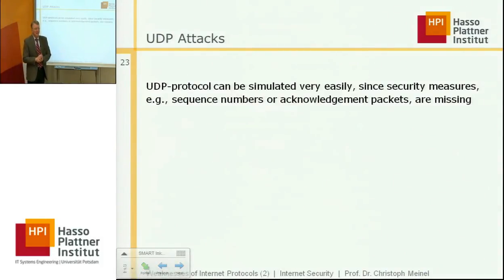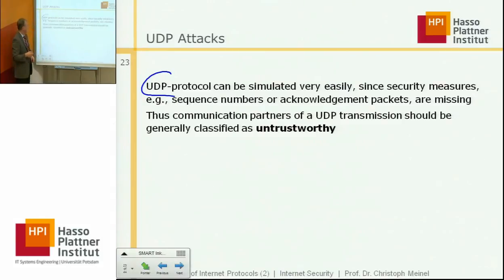Let's have a short look at the other protocol on the transmission control level, the UDP protocol. You remember the UDP protocol compared to the TCP protocol is really simple. It's only used for some technical messages. It has no security measures. There is no connection establishment or the like. It is merely port switching. So communication partners of a UDP transmission should generally classify it as untrustworthy, because there is no means to trust this communication, neither the sender's address nor anything else, because all these packages could be faked in a very simple way.